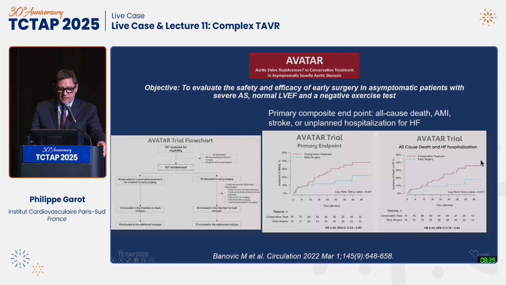The third one is the AVATAR study. The objective of this study was to evaluate the safety and efficacy of early surgery in asymptomatic patients with severe aortic stenosis and normal LV ejection fraction. As you can see, 157 patients were randomized, 79 allocated to conservative management and 78 to early surgery. And AVATAR was positive, with a slight significant difference in terms of all-cause death, acute myocardial infarction, stroke, and unplanned hospitalization for heart failure. You can see that the log rank test was 0.02 and was also significant for all-cause death and heart failure hospitalization.